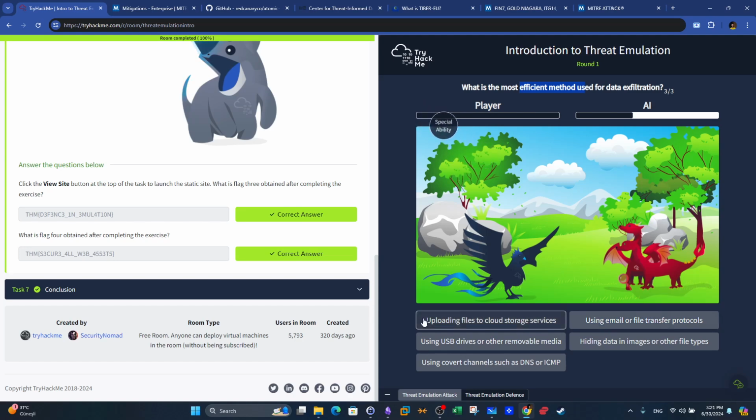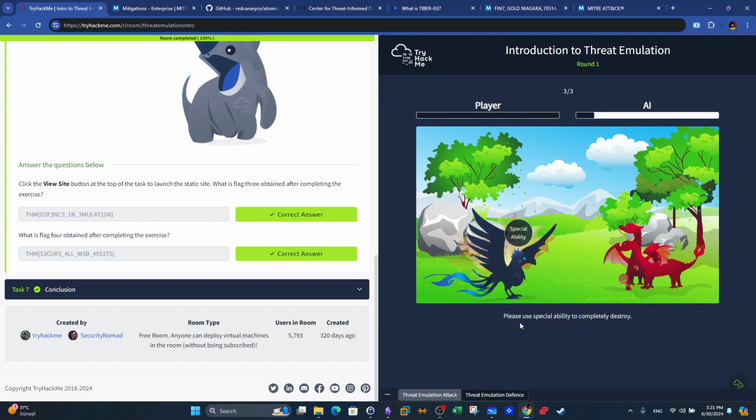So this leaves us with uploading files to cloud storage services. There are countless websites which you can use to upload data. So you can upload the data that you have exfiltrated to Dropbox, Yandex, Google Drive. These are definitely not blocked in an organization. They can be blocked, but mostly they are not.